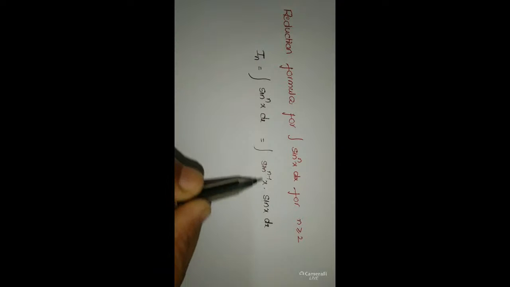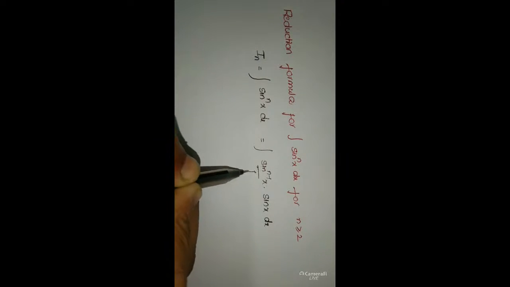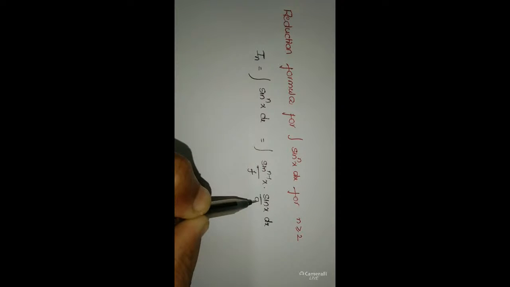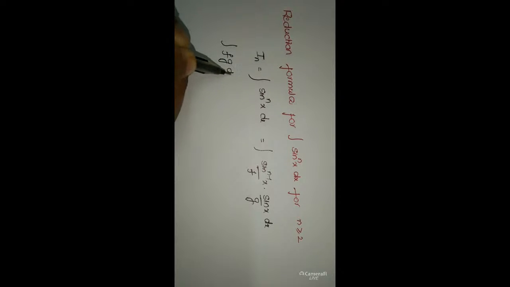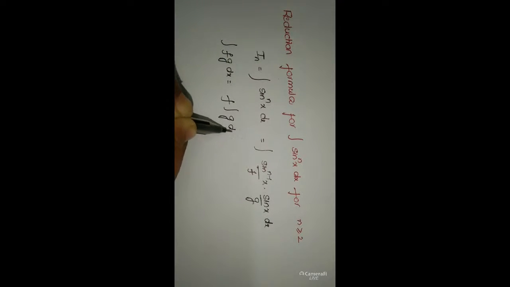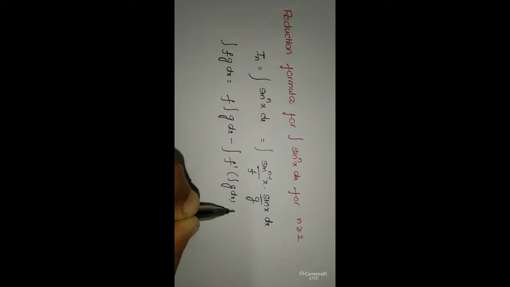Now to find the integration of this term, we apply the fg formula. We take this value as f and this value as g. And what is the formula for integral fg? The integral of fg dx is equal to f into the integral of g dx minus the integral of f dash into the integral of g dx, into dx. Now we apply this formula to find the integration of this term.